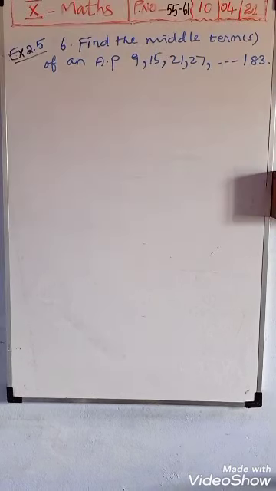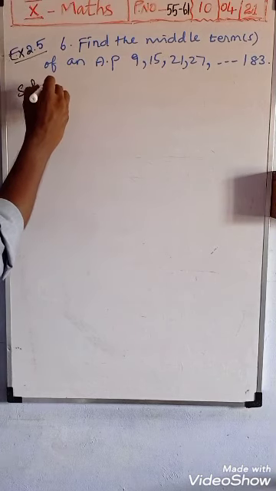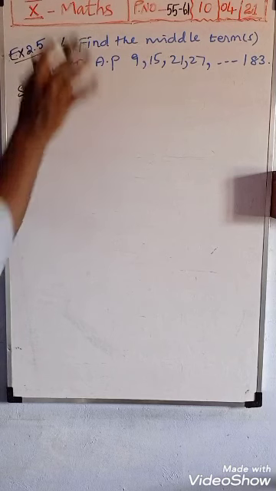See the next question. Find the middle terms of an AP 9, 15, 21, 27, up to 183. Last term is 183. In that AP, middle terms, so plural, two terms we will receive. Middle terms of an AP, then first we need N. Totally in this AP how many terms are there, we want to find. After finding N only we can get the middle terms.